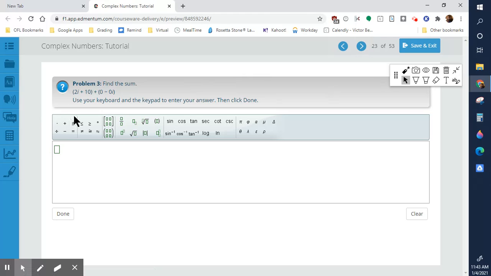If we look at this next one, we have 0. Basically, adding 0 or subtracting 0 doesn't do anything to these. So our answer is pretty simple here, just 2i plus 10, since subtracting or adding 0 will not do anything to this original expression right here.